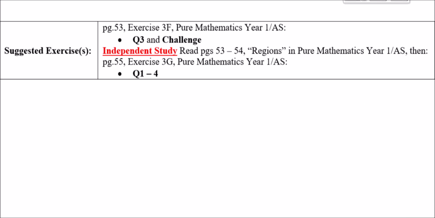It's now over to you to have a bit more practice, and there's an important notice as well here. So in exercise 3F, just try question 3 and the challenge question if you can. As well as this, there is a very similar mini topic which is to do with regions when we're graphing inequalities. It's a small little subtopic almost which follows on from this one. So I'm not going to go into it in lesson time. So for independent study, you can read pages 53 and 54 in the book. Once you've read and digested that, then try page 55, exercise 3G, questions 1, 2, 3 and 4, and come back to me if you're struggling to understand or not sure how to tackle those questions.